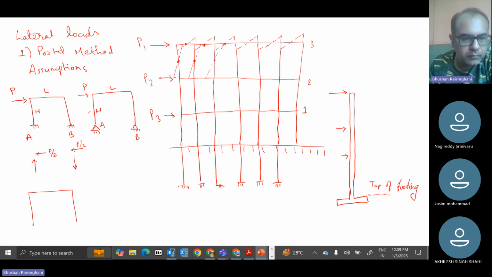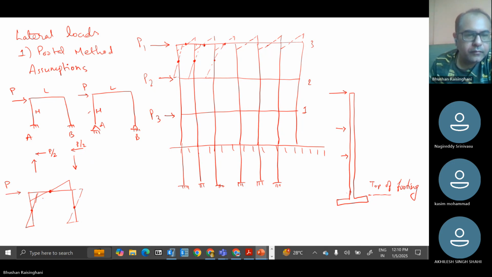Okay, so now first we will draw the bending moment diagram for these simple two cases when it is fixed and pinned. It will be something like this. At h by 2, you have the zero moment. And at L by 2, also there is a zero moment in the beam. And this is the lateral load that was applied.